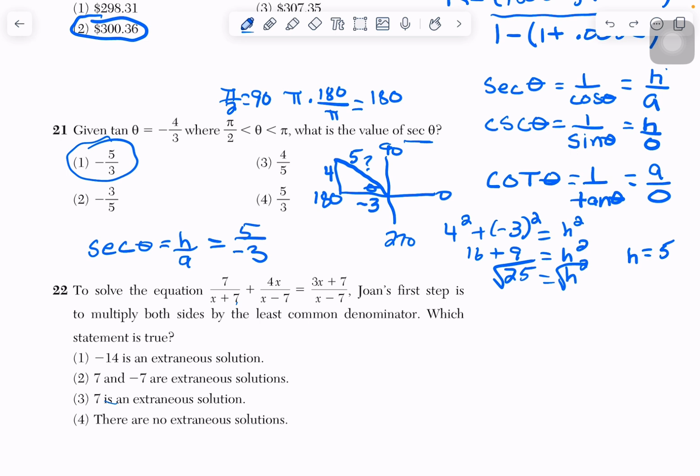Our common denominator is x plus 7, x minus 7. So that means I have to take each one of these terms and multiply it by x plus 7, x minus 7, times 7 over x plus 7. Then I have plus x plus 7, x minus 7 over x minus 7.